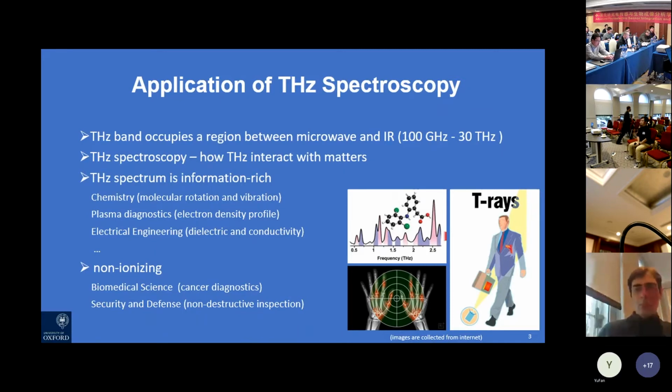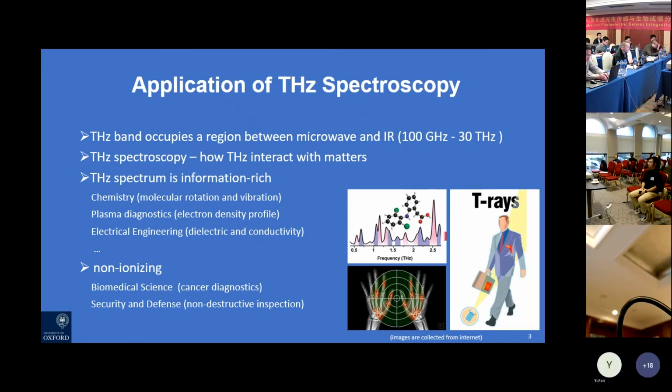So terahertz refers to terahertz radiation, which occupies a region between microwave and infrared light on the electromagnetic spectrum with frequencies spanning from 100 gigahertz to 30 terahertz. And terahertz spectroscopy is the study of how terahertz radiation interacts with matter.